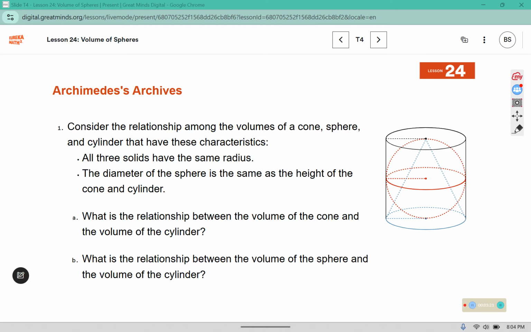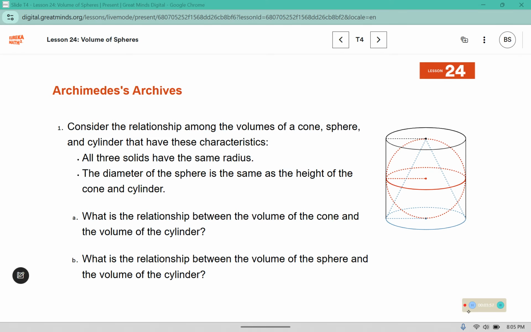Consider the relationship among the volumes of a cone, sphere, and cylinder that have these characteristics. All 3 solids have the same radius. You can see they've labeled them in here with the same radius. And the diameter of the sphere is the same as the height of both the cone and the cylinder. So the diameter all the way across is the same as the height of the cylinder and the height of the cone. What is the relationship between the volume of the cone and the volume of the cylinder?